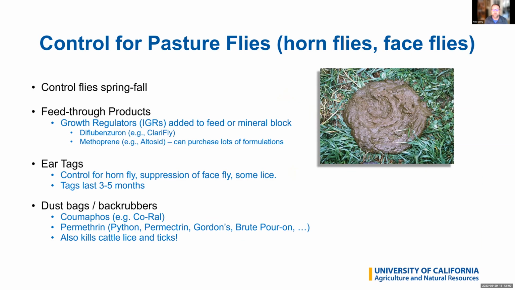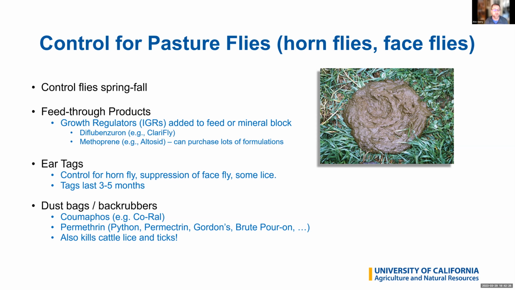So thinking about control for pasture flies, since we're talking about beef cattle in this webinar, we're going to focus on control for horn flies and face flies. And so we're going to ignore stable flies and house flies here. So thinking just about those pasture flies, the horn flies and face flies, generally the best time to target control is spring through fall. That's when these flies tend to be most abundant. The adult flies, that is, tend to be most abundant.